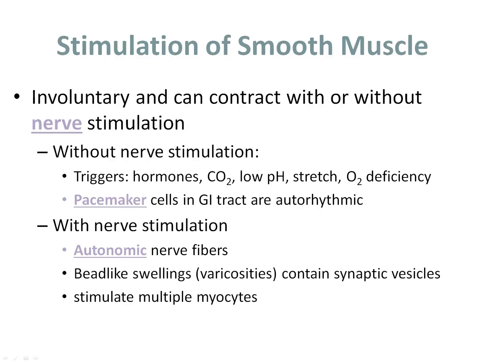And in these autonomic fibers, we can have bead-like swellings or varicosities. So varicose veins are actually just a swelling in a vein. So a varicosity is just a swelling, kind of a round bead-like swelling. These bead-like swellings in nerve fibers that go to smooth muscle contain synaptic vesicles with neurotransmitters. Synaptic vesicles are a certain type of vesicle that are found at synapses that get exocytosed so that we have the neurotransmitter release onto the muscle. And these varicosities can stimulate multiple myocytes, like we saw in the last slide.